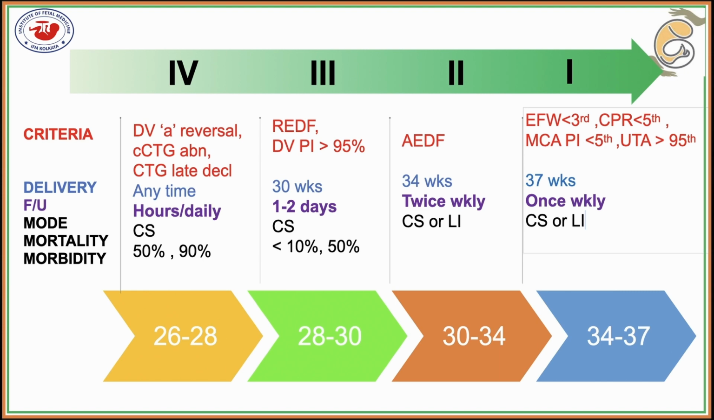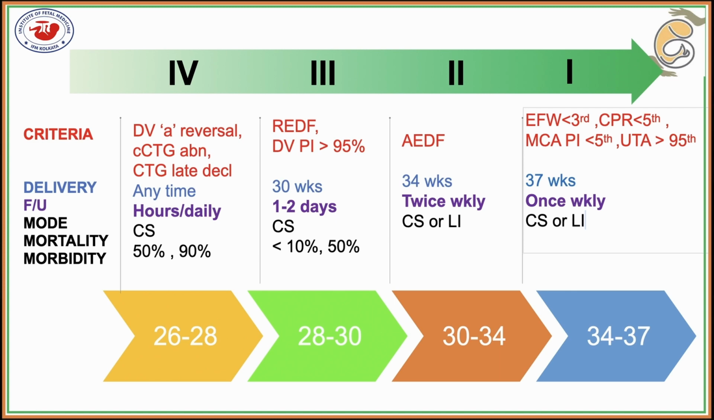Now stage 4, if you see, the criteria is DV reversal, abnormal CTG. Okay. Now with this you deliver anytime. You deliver anytime. Okay. And follow-up, if you are following these cases, then it has to be done hourly or daily, which is not possible. Mode, cesarean, mortality, morbidity, 50, 90%. So do we have time to give the corticosteroid in this case? Rescue you can give.